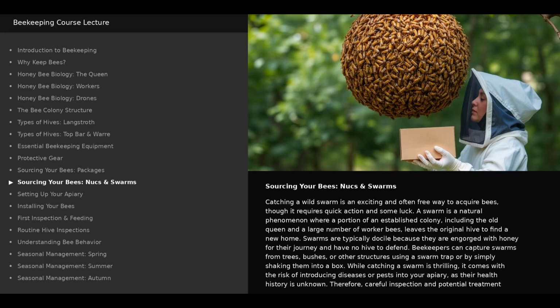Beekeepers can capture swarms from trees, bushes, or other structures using a swarm trap or by simply shaking them into a box. While catching a swarm is thrilling, it comes with the risk of introducing diseases or pests into your apiary, as their health history is unknown. Therefore, careful inspection and potential treatment are crucial after hiving a wild swarm. Regardless of the method chosen, careful planning and preparation are key to successfully introducing new bees to your apiary and setting them up for long-term success.